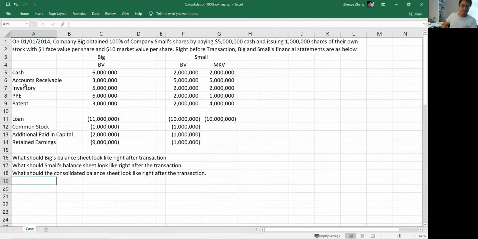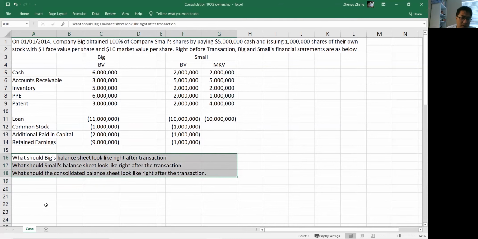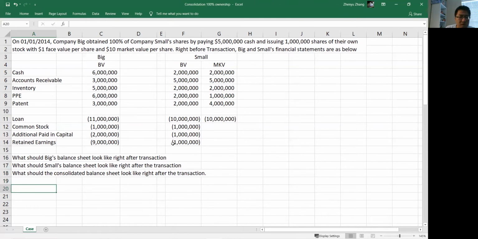So there are three questions here. What should big's balance sheet look like right after the transaction? And what should small's balance sheet look like right after the transaction? Let's solve these first, and then we can discuss the third, consolidation. Let's do some very easy consolidation. To tackle those issues, let's type our first question that we try to answer. It is the same question, actually.